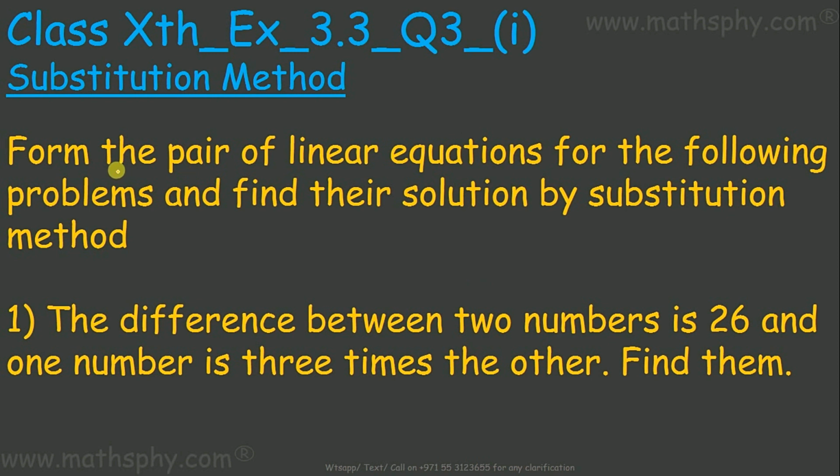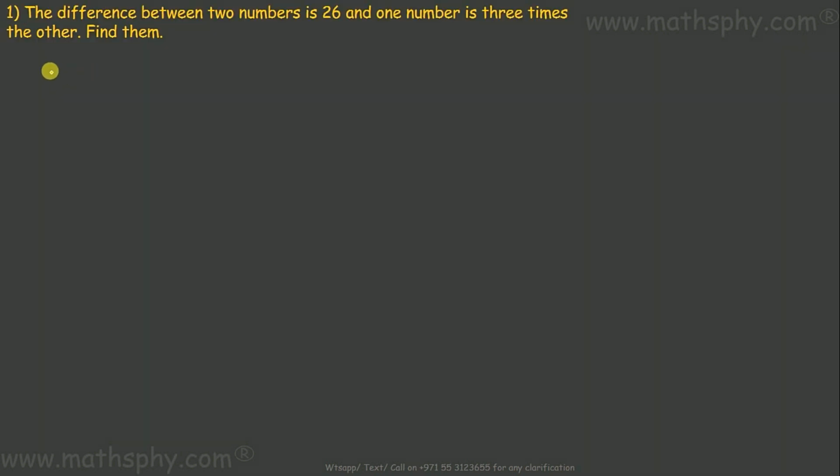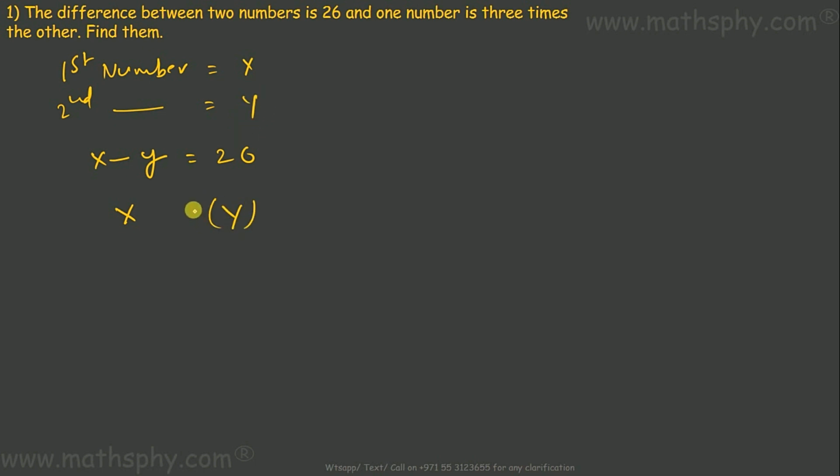This question here says, form the pair of linear equations for the following problems and find their solutions by substitution method. Problem number 1, the difference between two numbers is 26 and one number is 3 times the other. Find them. Suppose the first number is x and the second number is y. The difference between them is 26, means x minus y is 26. And one number is 3 times the other, means x is 3 times y. If I have to equate x and y, x is already 3 times y. So if I increase y 3 times, this will be equal to x. So x is equal to 3y, or x minus 3y is equal to 0. This is the first equation. This is the second equation.